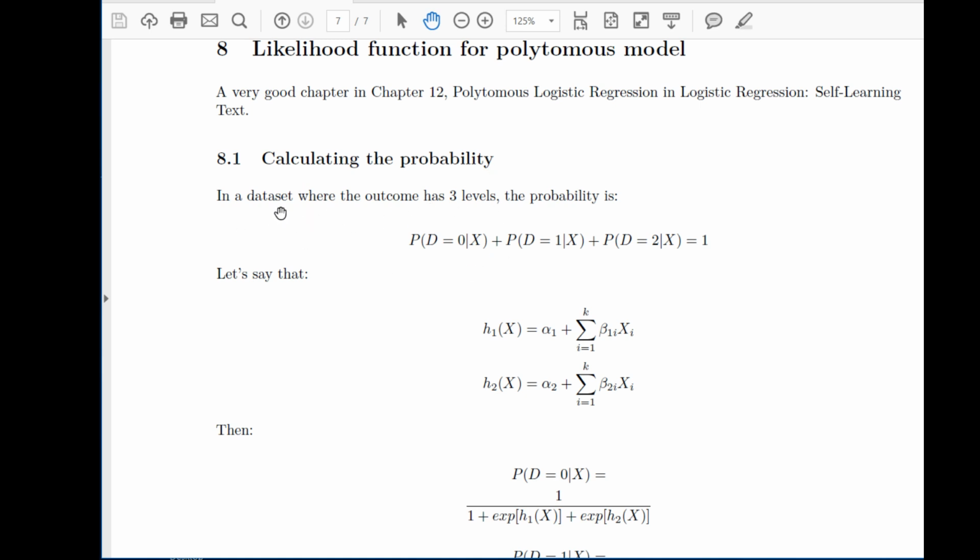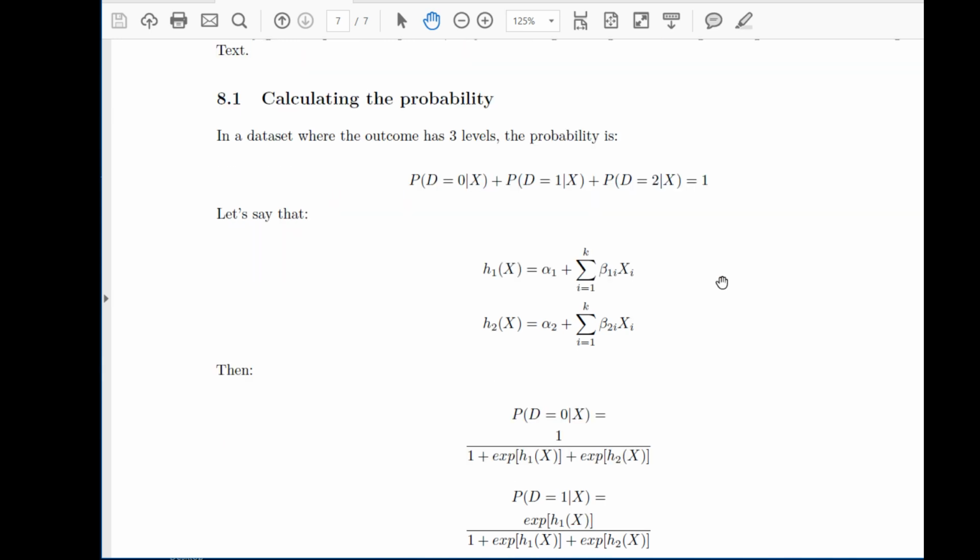If you remember, in a data set where the outcome variable has three categories, the probability of outcome equals 0 given x plus the probability of outcome equals 1 given x plus the probability of outcome equals 2 given x equals 1. In logistic regression you have only two of these, but in multinomial logistic regression you have more than two categories. So the sum of the probabilities of the outcome equals 1. Because of that, you need to calculate the logit equation for pain number 1, and the logit equation for pain number 2, and so on.